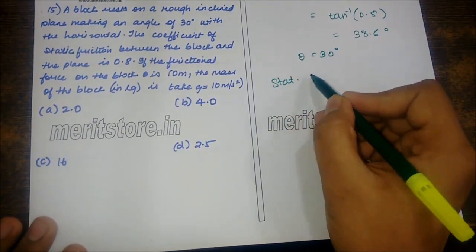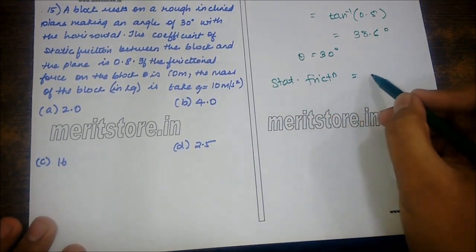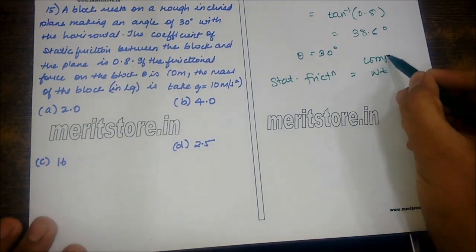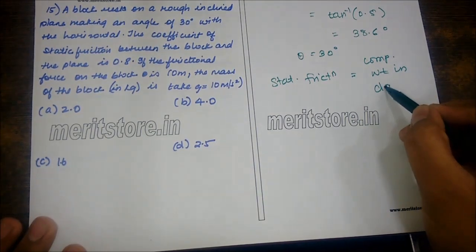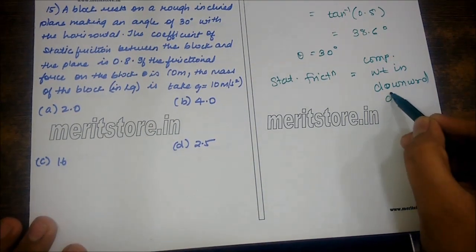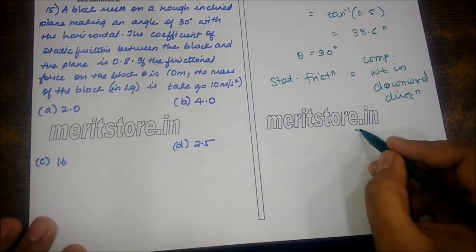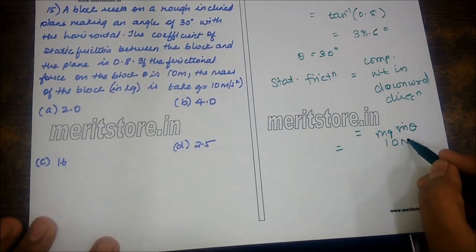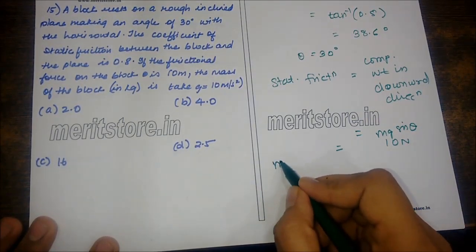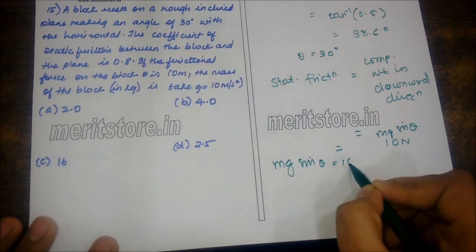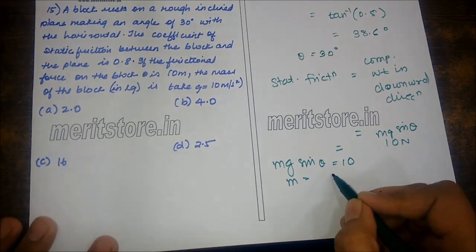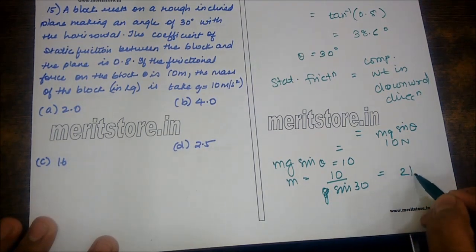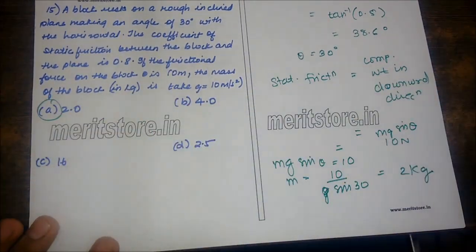Static friction is equal to the component of weight in the downward direction, which is equal to mg sin theta, 10 Newton. So now mg sin theta is equal to 10 Newton. So m is equal to 10 upon g sin 30, which is equal to 2 kg. So option A, 2 kg is the correct answer.